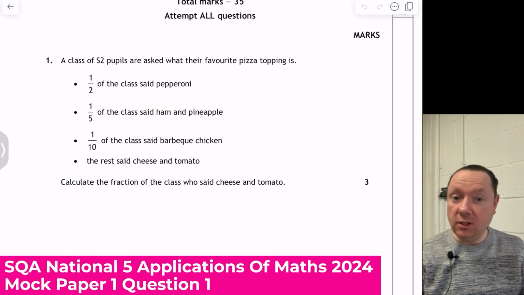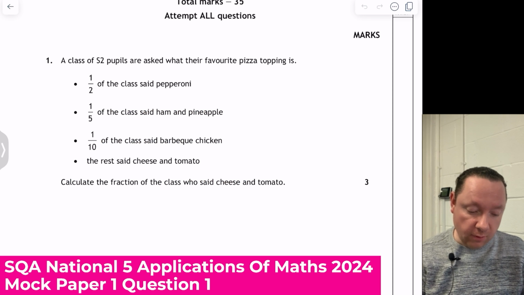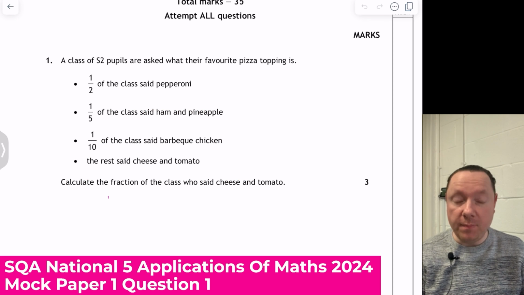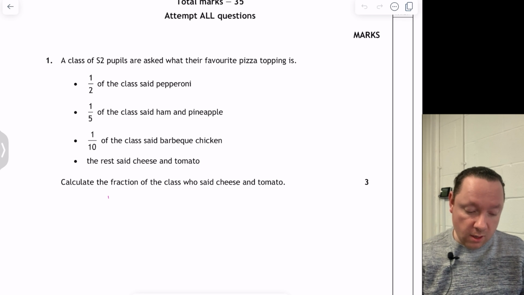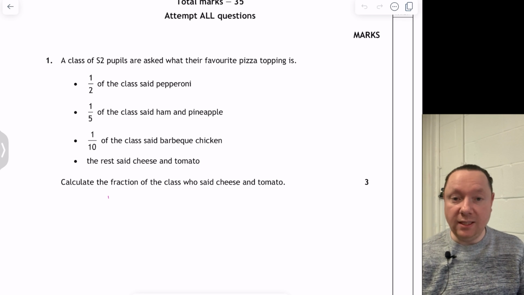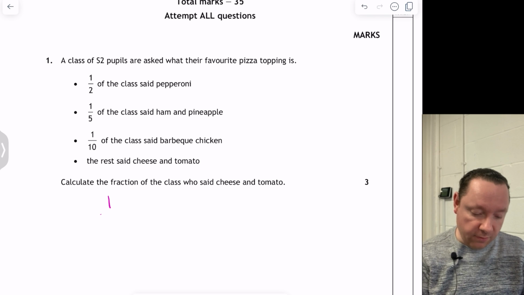Question 1. A class of S2 pupils were asked their favourite pizza toppings. Half said pepperoni, a fifth said ham and pineapple, and a tenth said barbecue chicken. The rest said cheese and tomato. What fraction said cheese and tomato? So we need to add the fractions first. So it's a half plus a fifth plus a tenth.